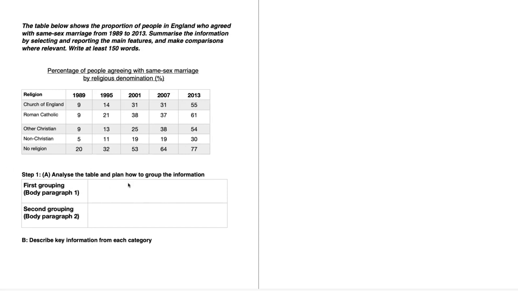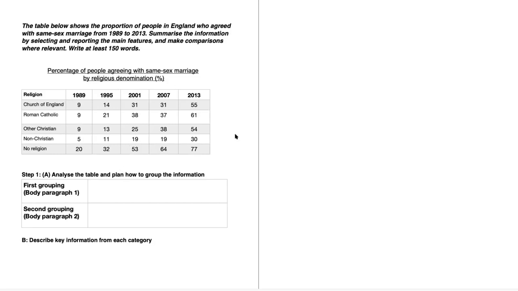So if we look at the first grouping here, we have to understand how to actually group this information. So in order to do that, we really have to just analyze this. Here we see 1989 has the lowest percentage, although no religion does have the highest percentage by a bit. You have 5 and 9% versus 20. And then you see that basically increasing for every group. Of course, some have increased more than others, but the general trend is that things are increasing. We'll worry about the general trend a bit later. For now, let's just look at how to group this.